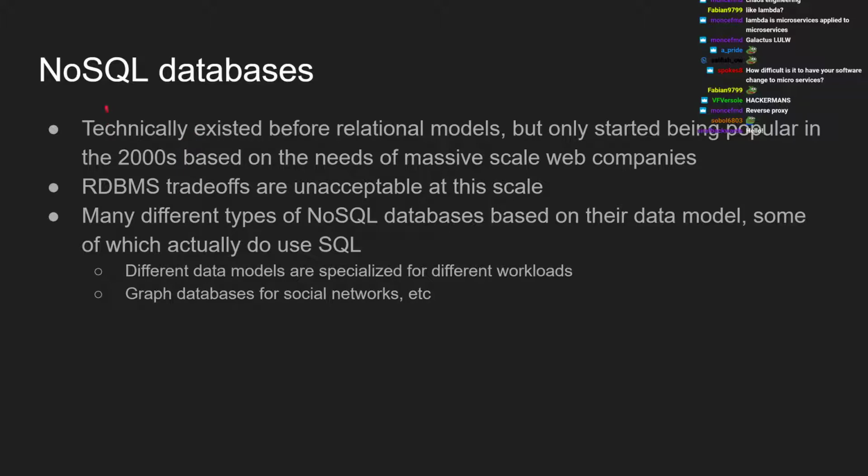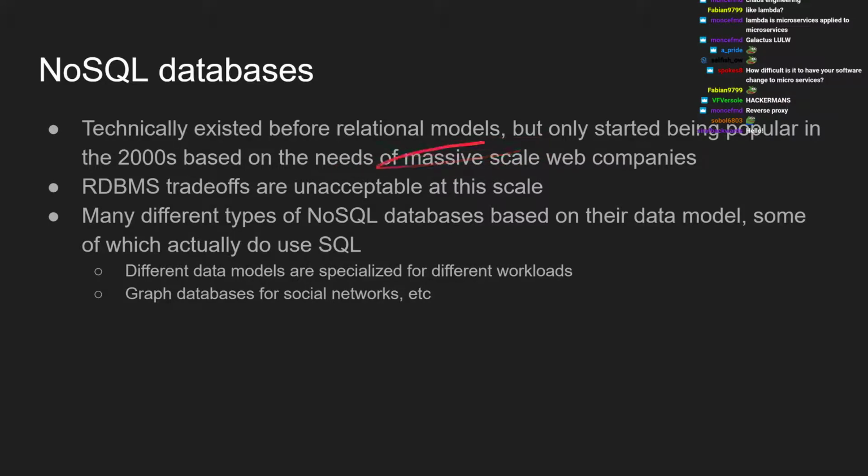Like I said, relational databases were specified in the 70s. So technically, NoSQL databases came before SQL databases. But they only started becoming popular in the early 2000s based on the needs of massive warehouse-scale web companies. I think Amazon published their famous Dynamo paper in 2004 or 2006. I can't remember which.